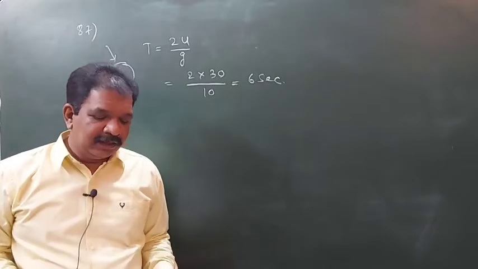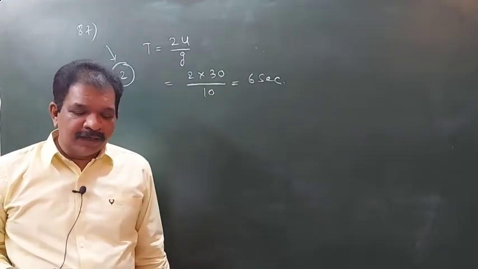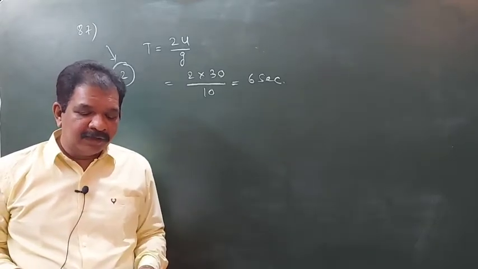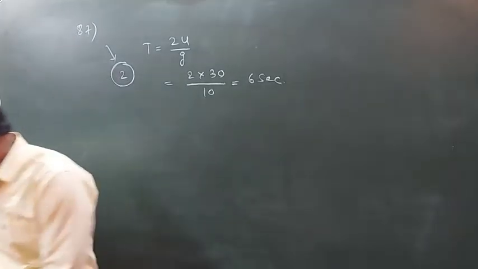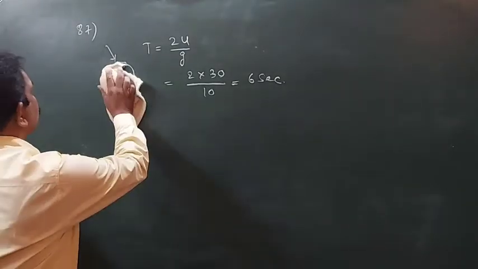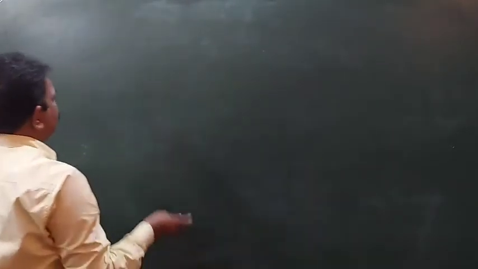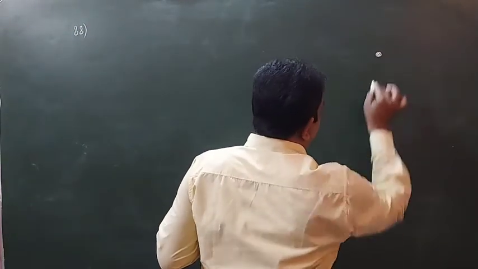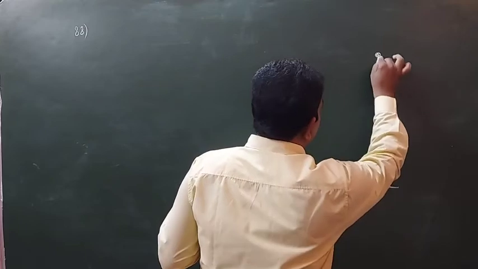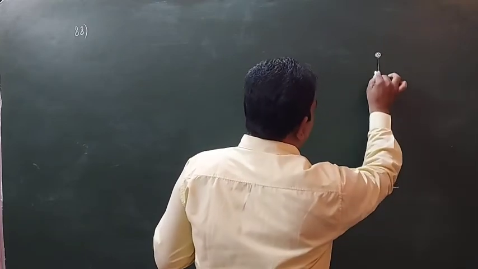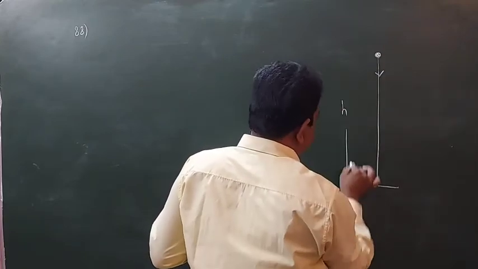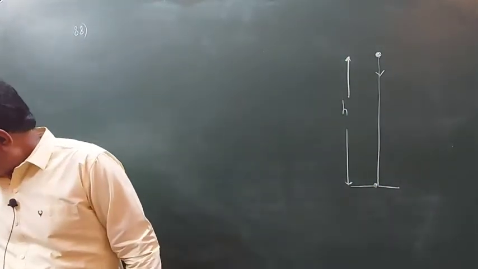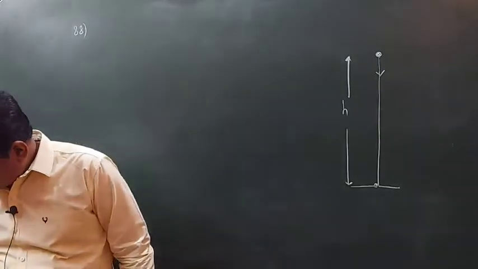Next, 88. A ball is dropped from height h. In the last second, it travelled 9h by 25. Find the h value. So, 88, you see, a ball is dropped from some height. This height is h. In the last second of its motion, it travelled 9h by 25.